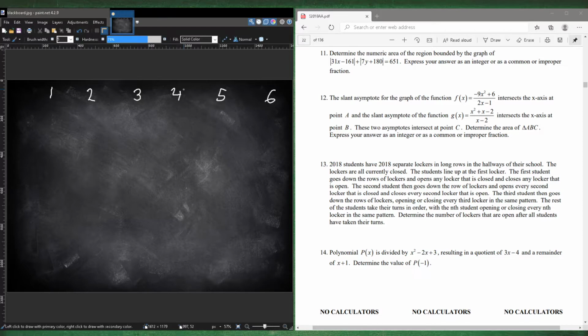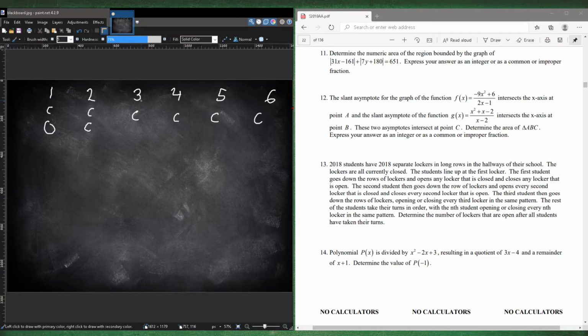But basically, the first locker is only ever affected by the first student. So it's going to be open, because it's affected by the first student and all lockers at the beginning are closed. So the first locker is affected by the first student, so that's going to be open. So the second locker, which is affected by the first and the second student, is going to go from closed to open and then open to closed. So this is going to be closed.